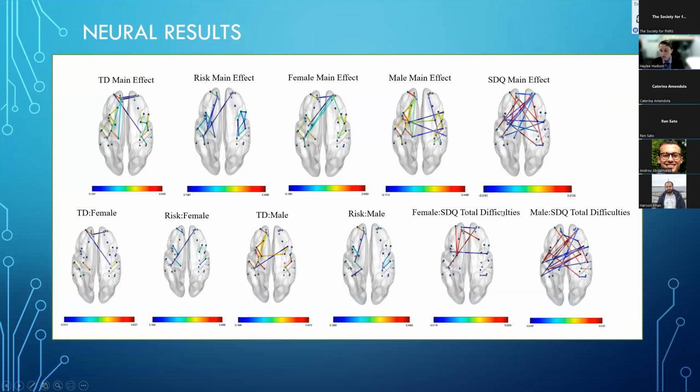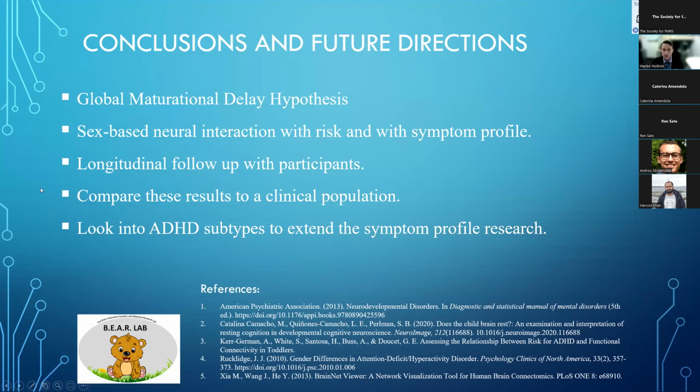And then we also saw that with the SDQ total difficulty score, as the score increased, there was a lot of disorganization in the functional connectivity globally. However, this result was much more pronounced in the male children than in the female children. Overall, we concluded that there are distinct neural differences in this age group, both based on sex and having familial risk of ADHD. The sex difference that we saw specifically seemed to align with the global maturational delay hypothesis, and this could be a factor of why more male children are being diagnosed with ADHD than female children.